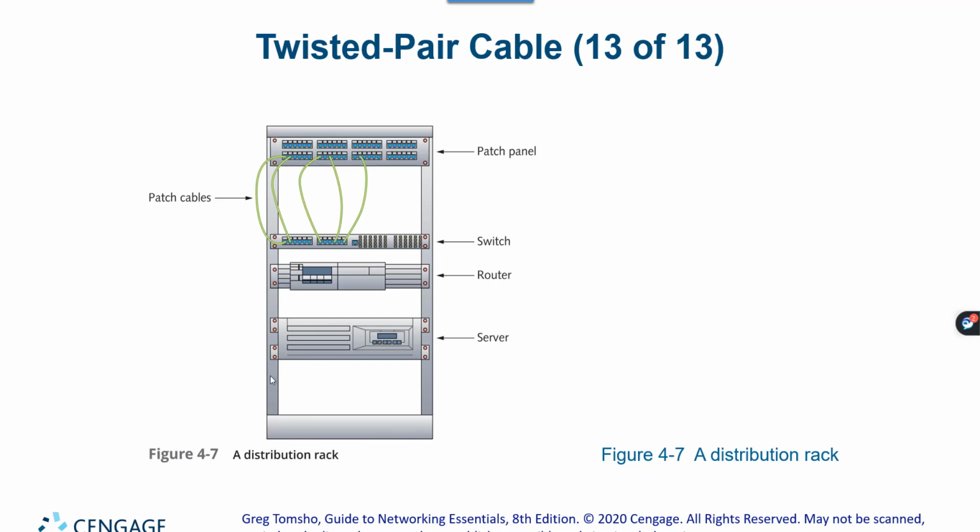Here's what a rack would look like. Remember, it's just a metal pole. And then I take a patch panel and I bolt it into there. I can bolt my switches into the rack. I can also mount routers and servers into the rack. And this is going to be inside of your communications closet. You're not going to see this out in the public area where users can see it.